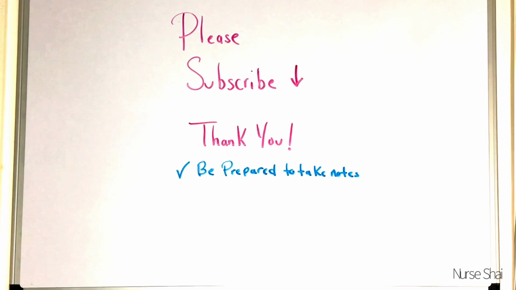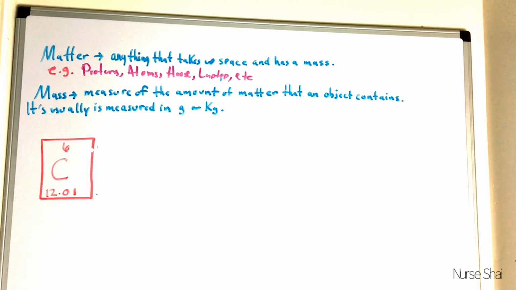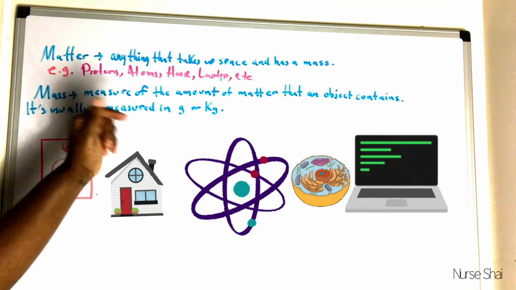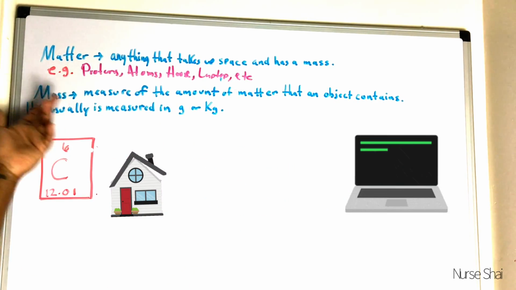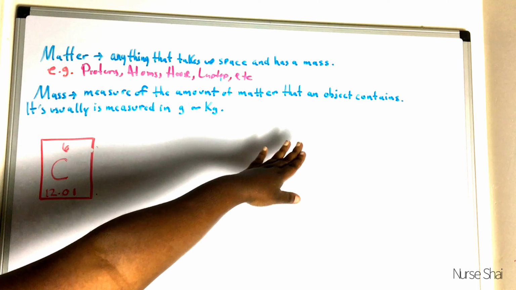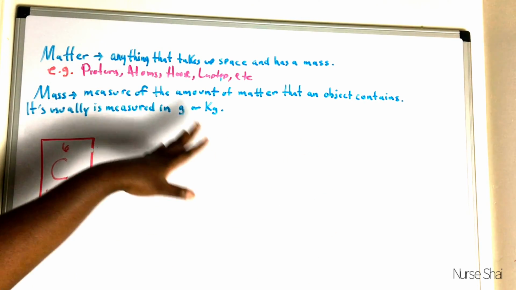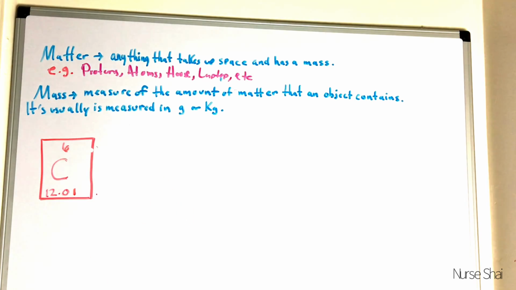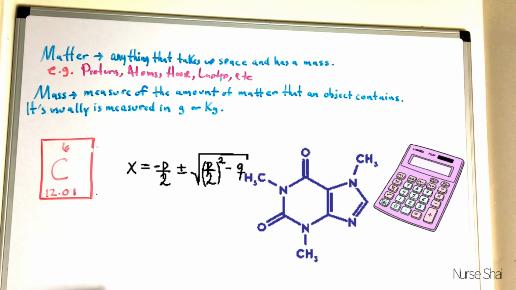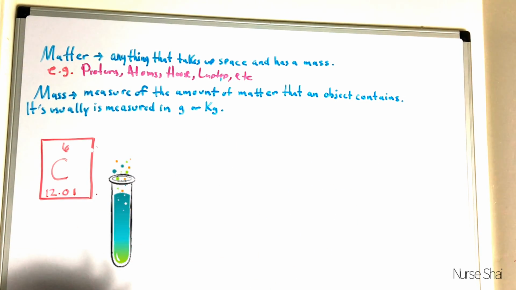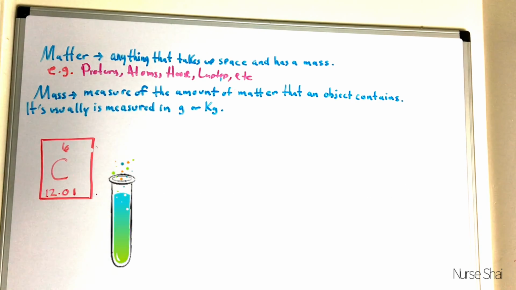I'll wait for you. Alright guys, so matter is anything that takes up space and has a mass. For example, a proton, atoms, a house, a laptop, you are matter. So there's some examples of matter. Mass is a measure of the amount of matter that an object contains. It's usually measured in grams and kilograms, and this is not the same thing as being weighed. That's a whole different type of measurement, okay? And this is so important because in chemistry, you do a lot of calculations and conversions. It's almost like taking a math course. It's like taking math and science and then just combining the two. That's pretty much how I summed it up.